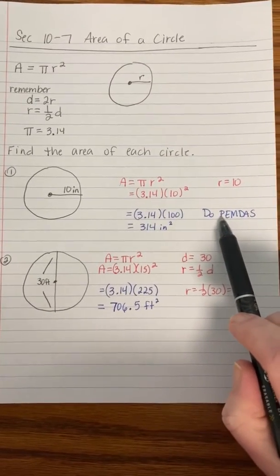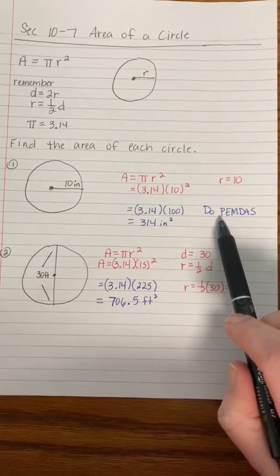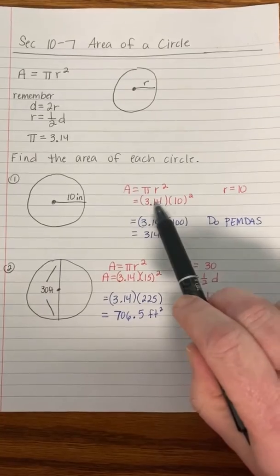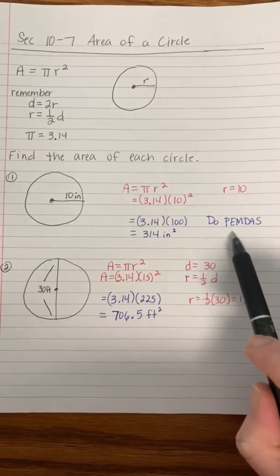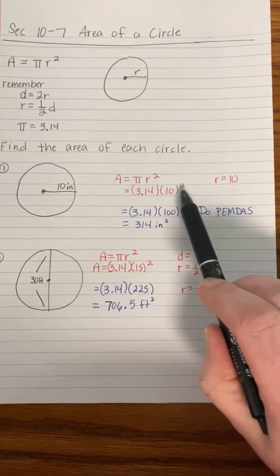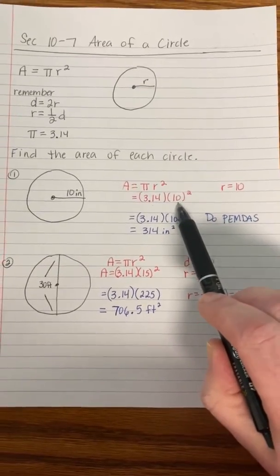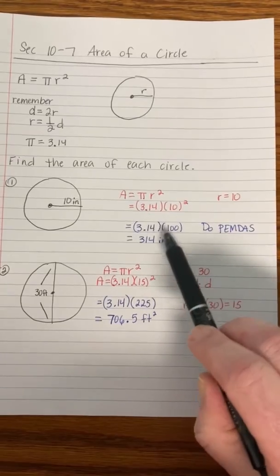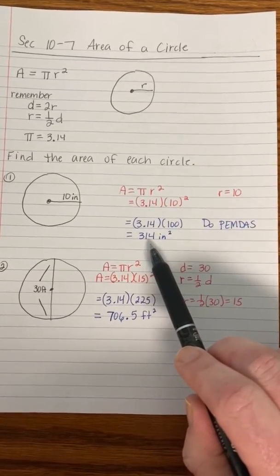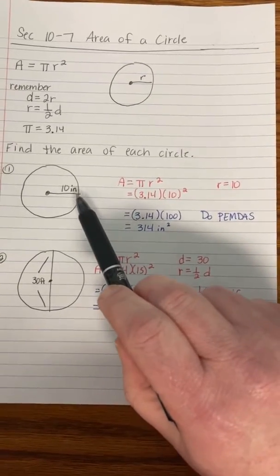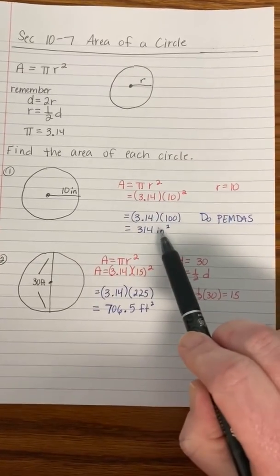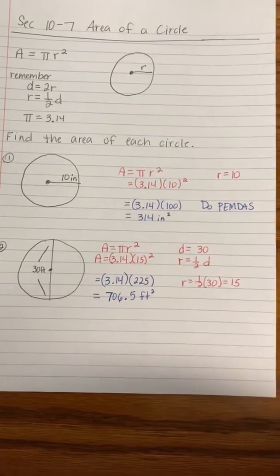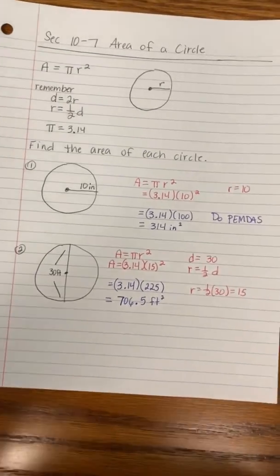So I remember, we get confused sometimes on this. So there are parentheses, but there's nothing to do inside of the parentheses. So I skipped to exponents, which I do have exponents. So I'm going to do 10 squared, 10 times 10, which is 100. And then I just multiply those two together and I get 314. And then their unit was in inches. And anytime you find the area of something, it's always squared. So inches squared.